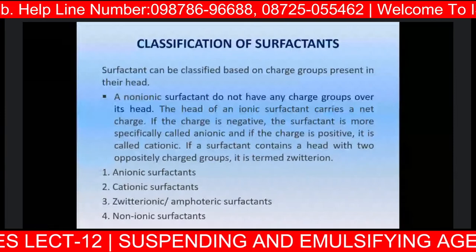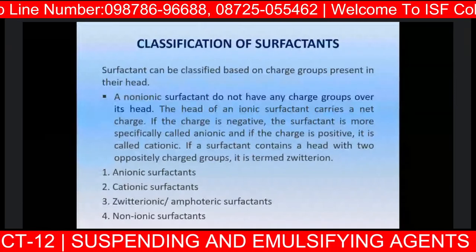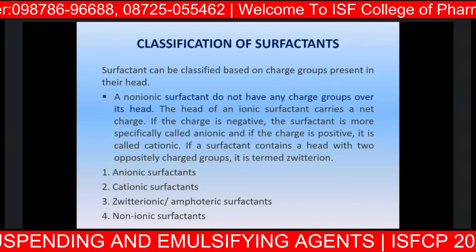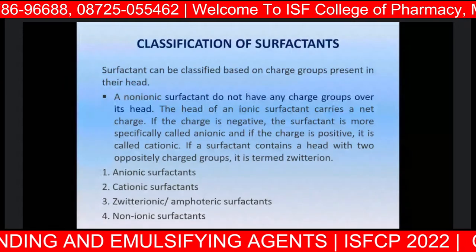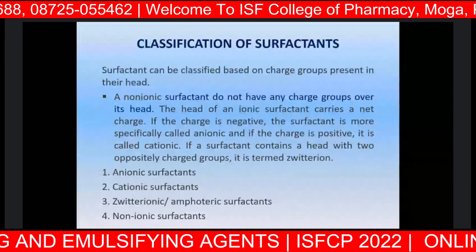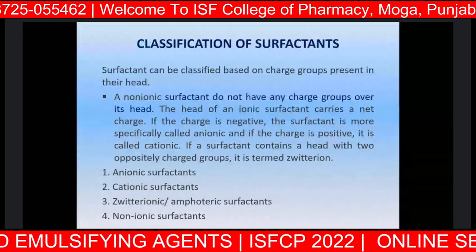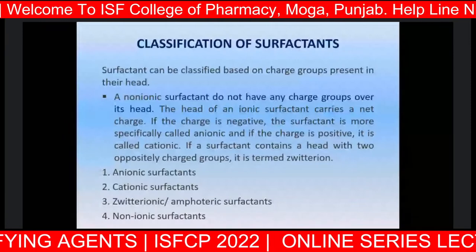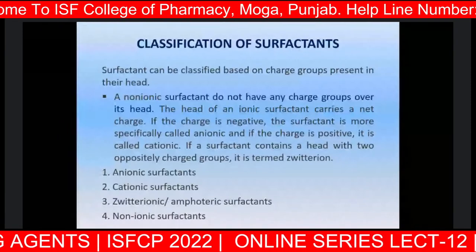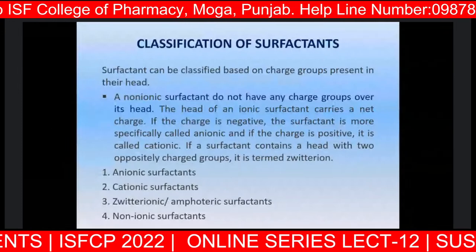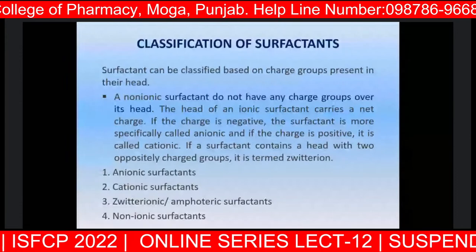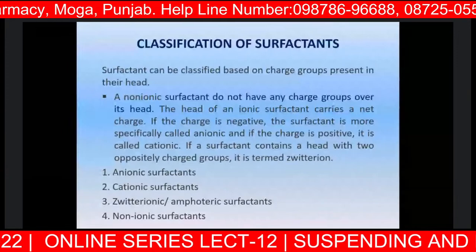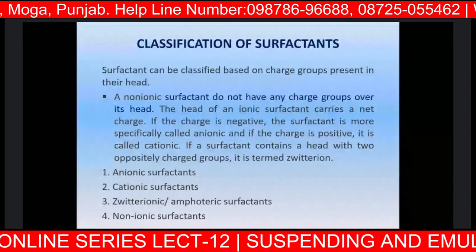So also we are using a number of surfactants. Surfactants are termed surface active agents and are also called wetting agent, emulsifying agent or suspending agent, depending upon their properties and use. Suspending agents and emulsifying agents are also called surfactants, because we are using surfactants for both.